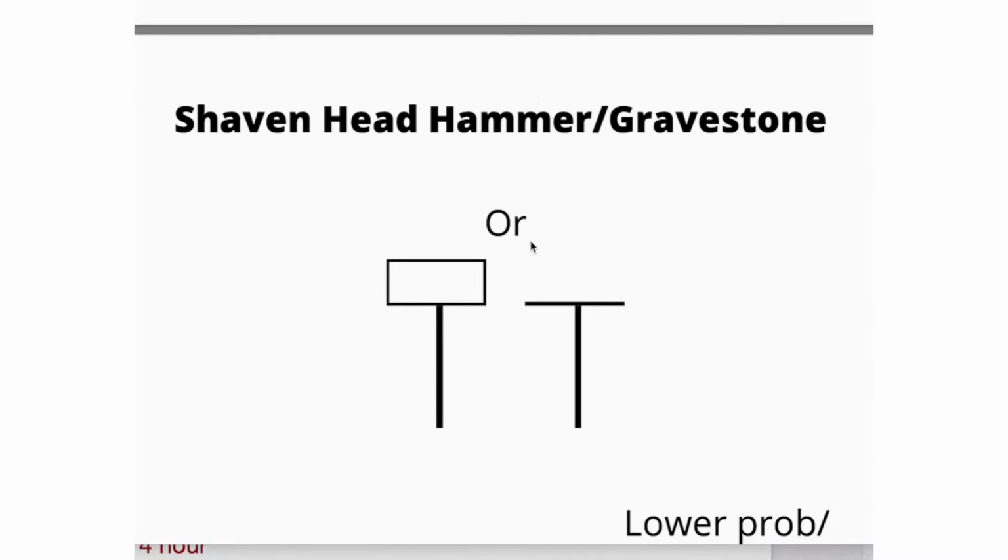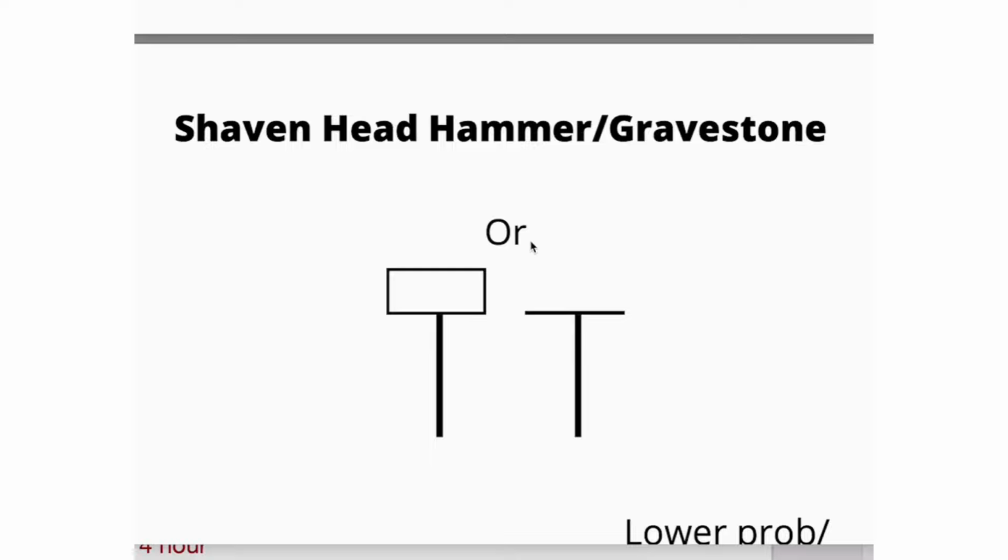Right, and then we get these. These are reversal patterns again. These are single candle patterns, shaven head, hammer, or gravestone doji candle. And these can be at the top or the bottom of a trend. These are generally at the top of a trend, where it's called a hammer because it looks like a hammer. This is not a gravestone. Gravestone happens at the bottom.